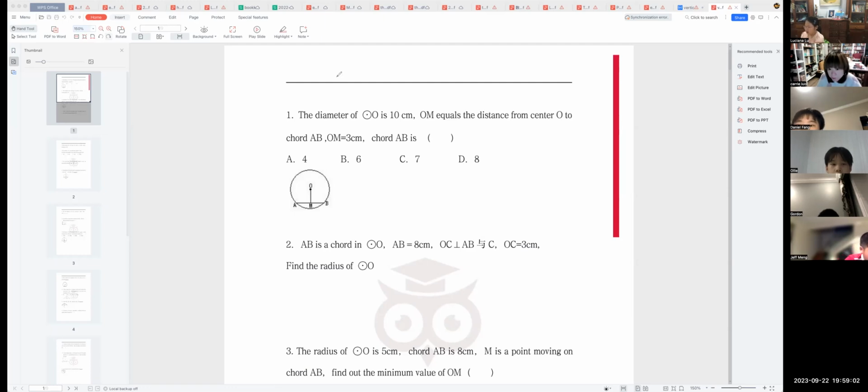Okay, so everybody, if you understand this one, we're going to move forward, okay? So this one is the same thing. AB is a chord in circle O. We can share the same picture, okay? AB equals 8, and OC is perpendicular to AB at C. So this time, this is not M, this is C. OC equals 3. Find the radius of circle O. Is it easy? Very easy, right? All you need to do is connect O and B.